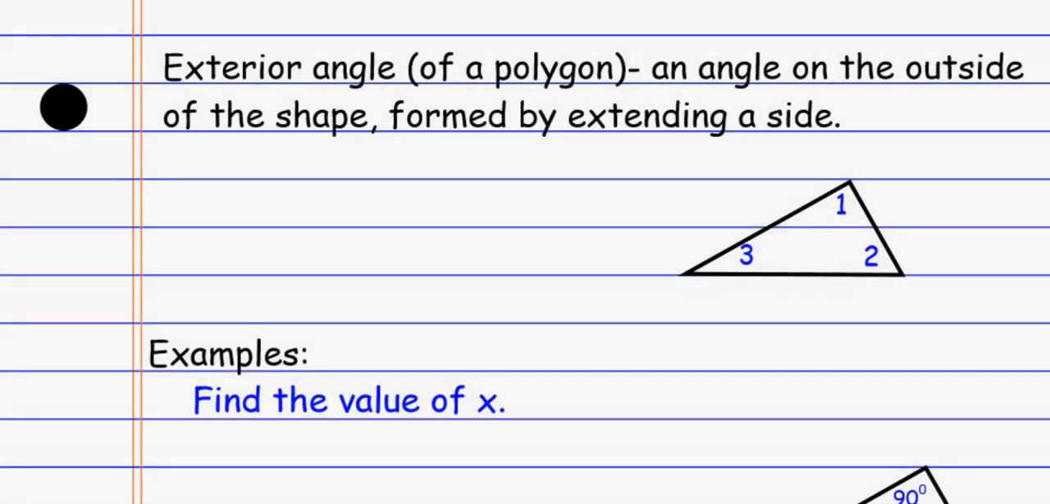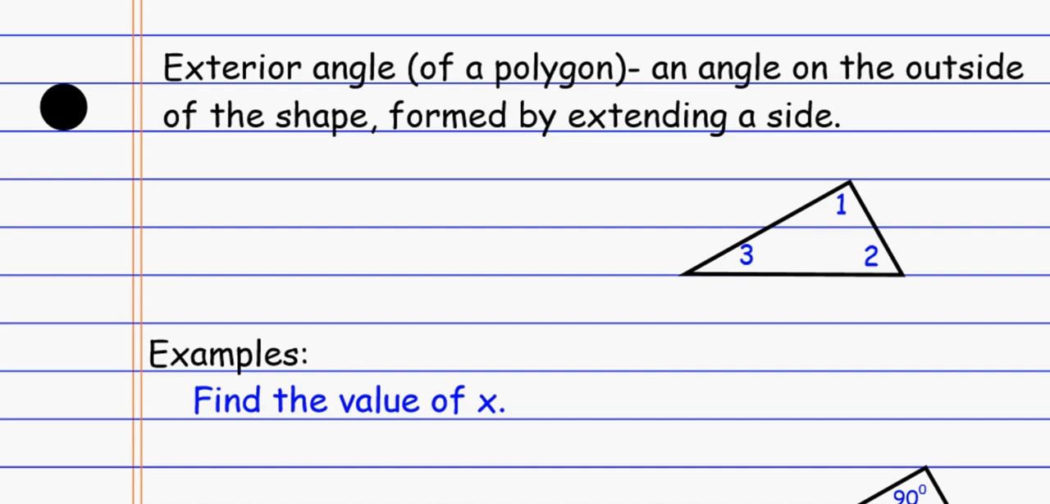Exterior angles of a polygon, and we're going to do this with triangles, but this will work with any polygon. We can create an exterior angle by simply extending one of the sides of the polygon, or of the triangle in this case, okay? And so it's an angle that's not inside the polygon, it's actually outside. That's why we call it an exterior angle, all right? And we create that angle by just extending one of the sides.